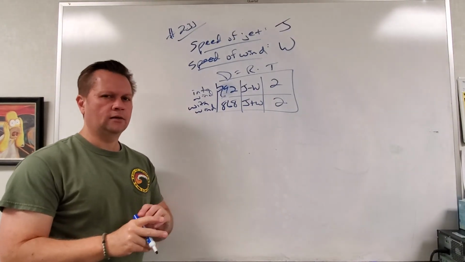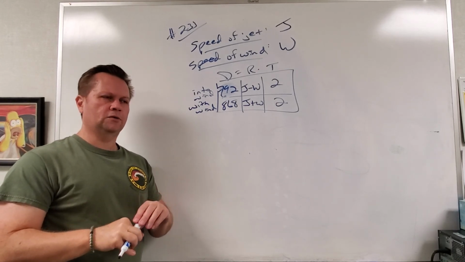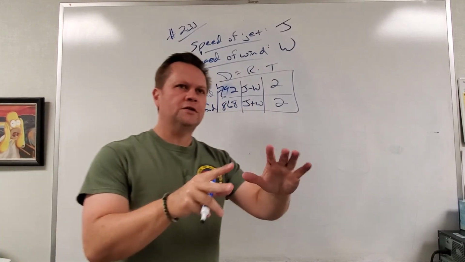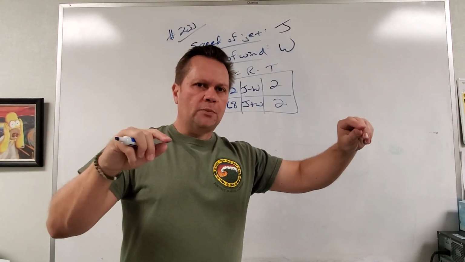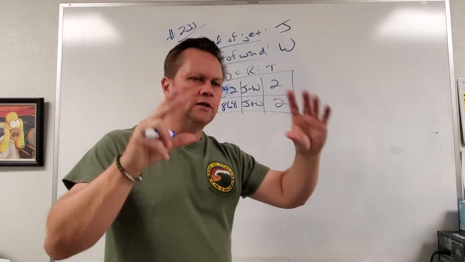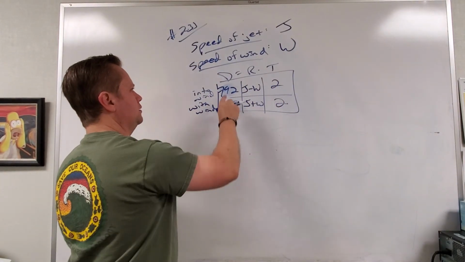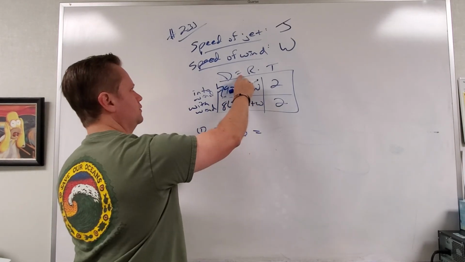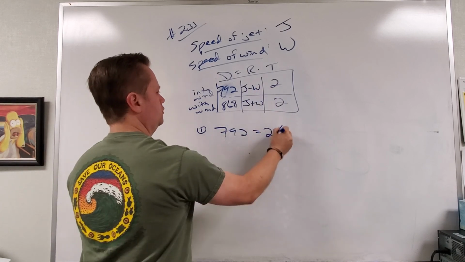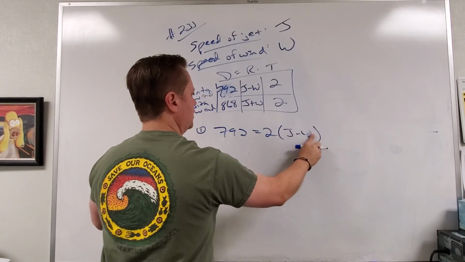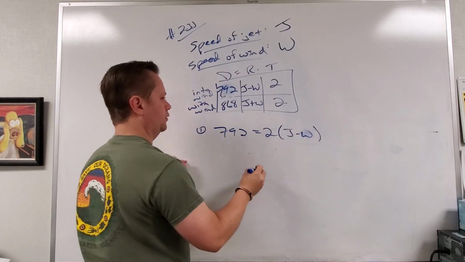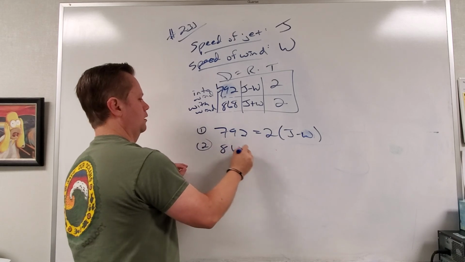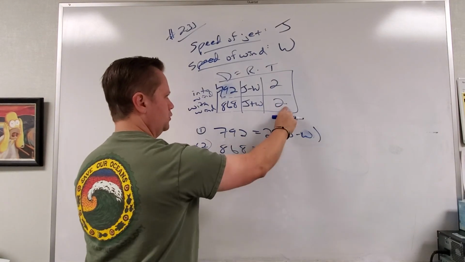Okay, so let me stop for a minute. This is a little bit different than we're used to. We normally keep something open, but now notice the difference here. Each row is going to represent an equation. The first row is the equation 792 equals rate times time, so 2 times J minus W. And the second equation is distance, 868, equals rate times time, so 2 times J plus W.